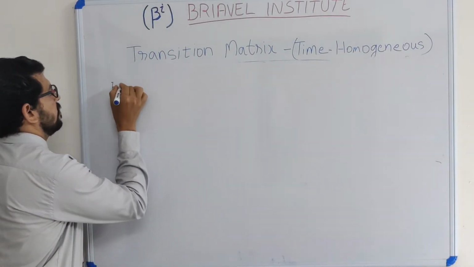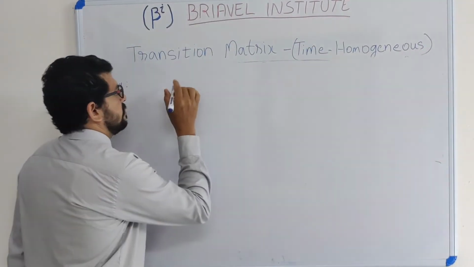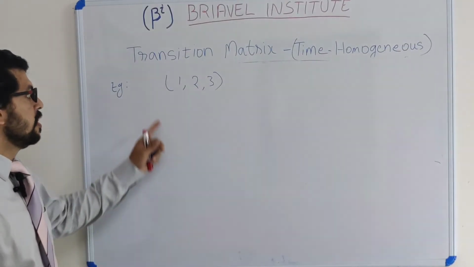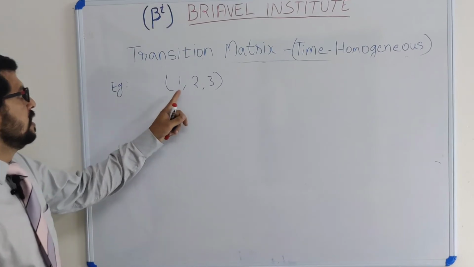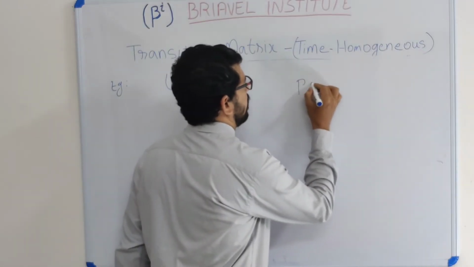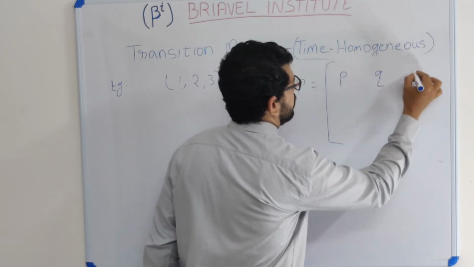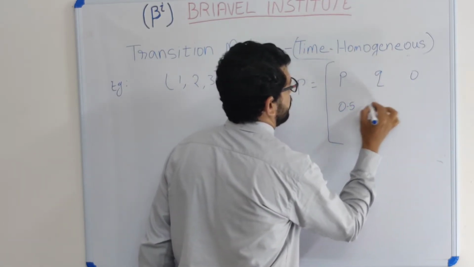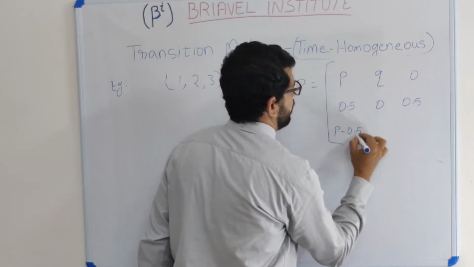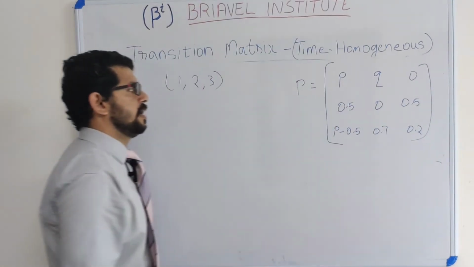So next, we are considering one example. A Markov process with a state space 1, 2, 3. It is a Markov process and the state space are 1, 2, 3. The transition matrix with the transition probabilities is P, Q, 0; 0.5, 0, 0.5; P minus 0.5, 0.7 and 0.2. This is our transition matrix.